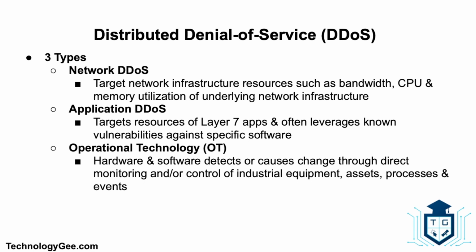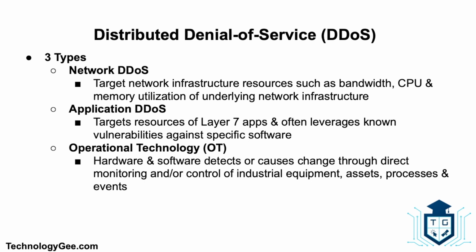The first one is called a network DDoS, and its aim is to target network infrastructure resources such as the bandwidth, CPU, and memory utilization of the underlying network infrastructure. Then you have an application DDoS, and it targets the resources of layer 7 applications and often leverages known vulnerabilities against specific software. And then you have this thing called operational technology.